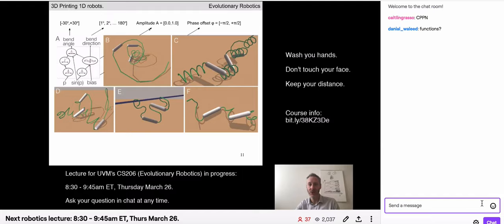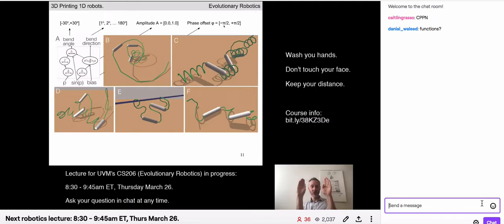The amplitude at which the motor will turn, and the motor is going to rotate about its long axis. So if you think about my upper arm as one half of the motor and my hand as the other half, it's going to twist about its long axis. The amplitude at which it rotates is dictated by the third output neuron, and the phase offset is also dictated by the fourth and final output neuron.